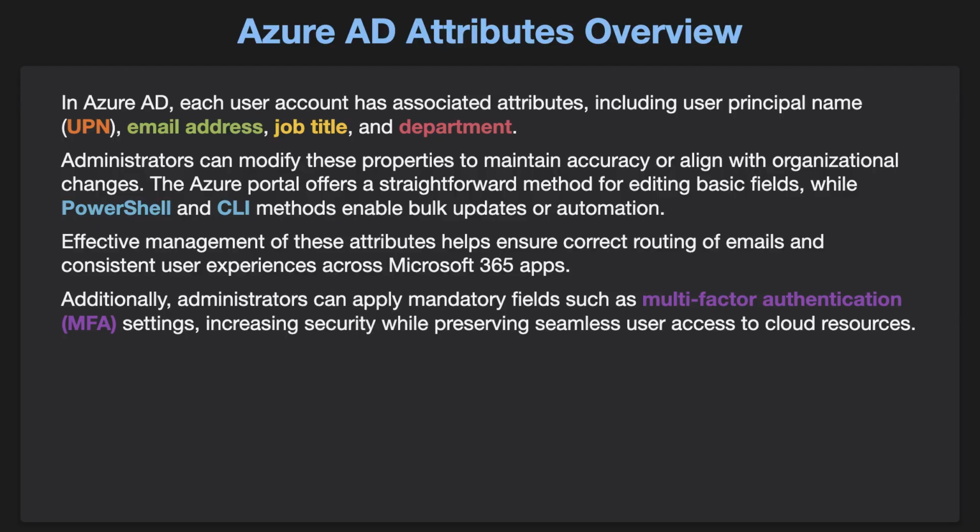In Azure AD, each user account has associated attributes, including user principal name, UPN, email address, job title, and department. Administrators can modify these properties to maintain accuracy or align with organizational changes. The Azure portal offers a straightforward method for editing basic fields, while PowerShell and CLI methods enable bulk updates or automation. Effective management of these attributes helps ensure correct routing of emails and consistent user experiences across Microsoft 365 apps. Additionally, administrators can apply mandatory fields such as multi-factor authentication, MFA, settings, increasing security while preserving seamless user access to cloud resources.